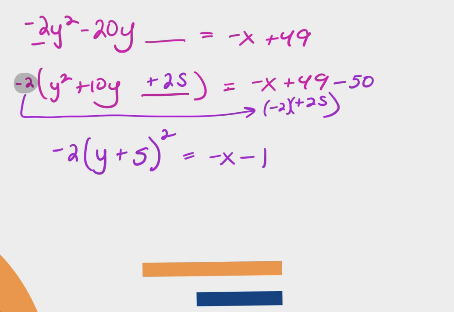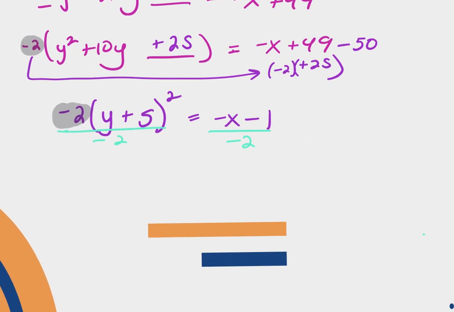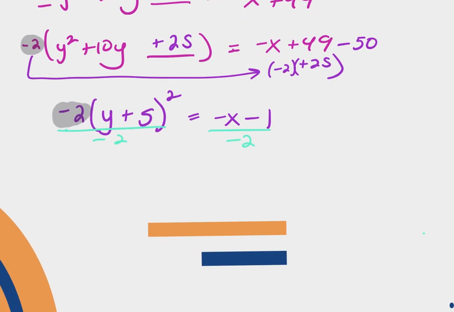Now there can be nothing on the front of our y squared term, which means I have to get rid of the negative 2. I'm going to divide both sides by negative 2. Which on the left side, it will cancel out and I get y plus 5 squared. On the right side, I can't have anything attached to the x.